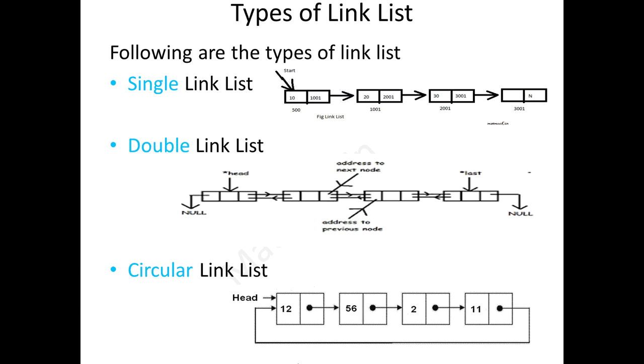Types of linked list. There are 3 types of linked list: single linked list, double linked list, and circular linked list.